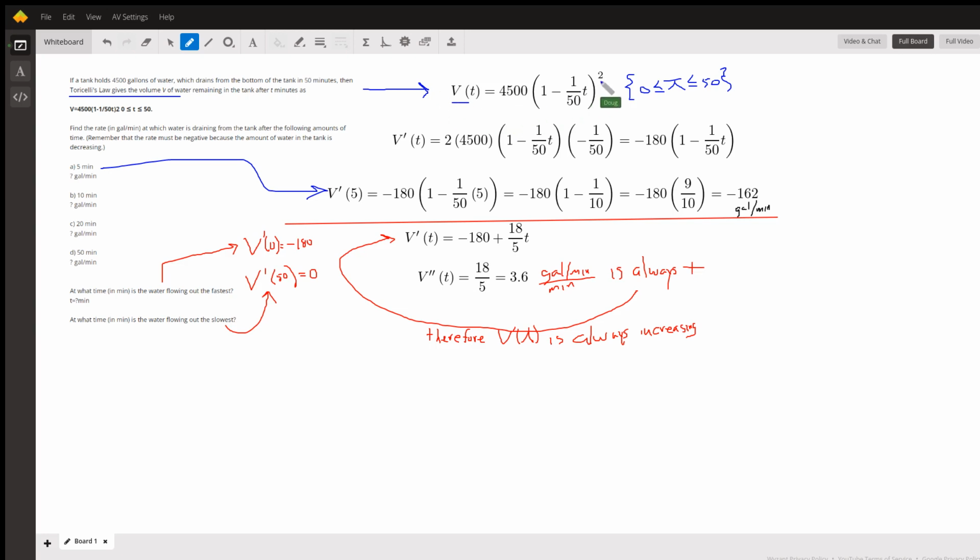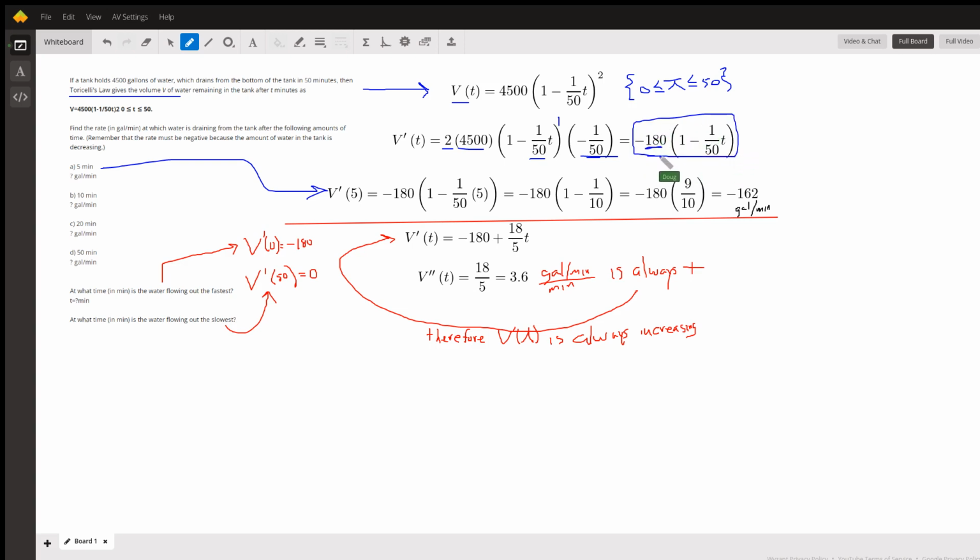So one way to find the derivative is to apply the power rule. So 2 times the 4500, reduce the exponent by 1, so that 2 becomes a 1, and then we have to apply the chain rule, multiply by the derivative of the inside, which is just negative 1/50th. And if you multiply these factors together, you get a negative 180 out front, and 1 minus 1 over 50 times t. There's your derivative formula right there.